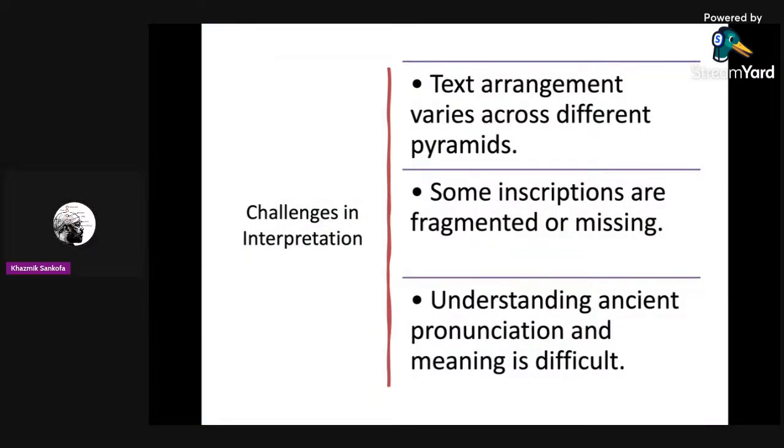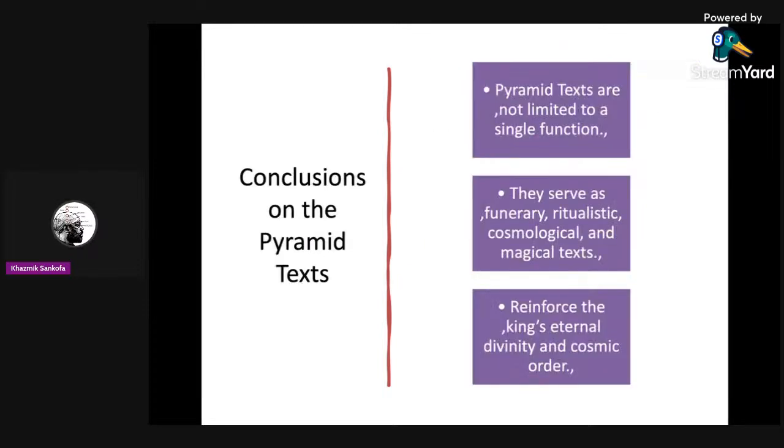All right. Some inscriptions are fragmented. Understanding pronunciation and meaning is difficult. Conclude.